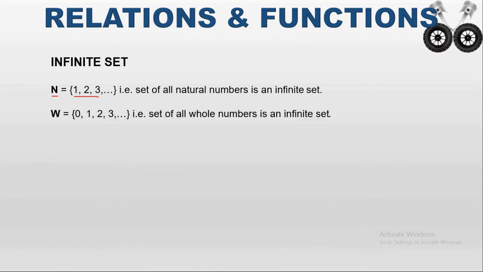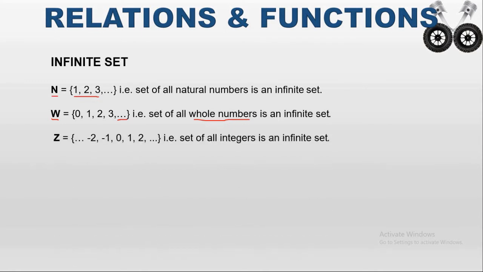The next one is W. W represents the whole numbers. The whole numbers start from 0: 0, 1, 2, 3, and so on. Here the whole numbers also do not end. There are infinitely many numbers in the whole numbers, so it is represented by the continuous three dots.